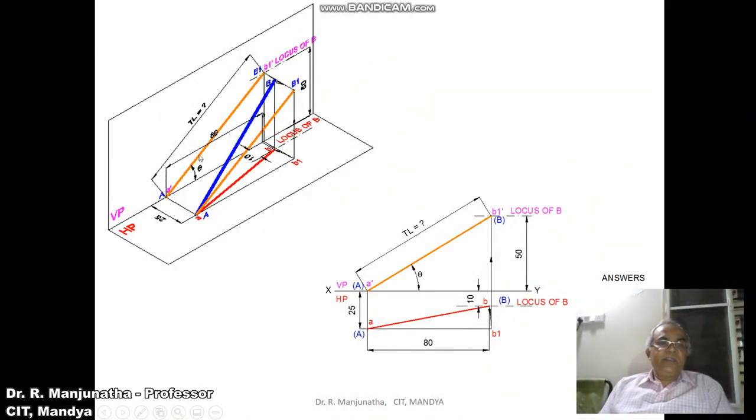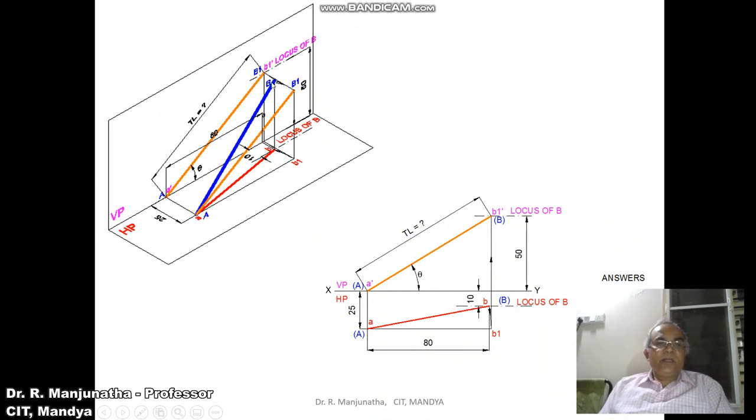Now you know that the distance between the end projectors is 80 mm, which we can see in the top view. When you draw this, you get the point cutting the locus of B in the top view. Then join a to b, which is the top view. Then when it is projected into space, you can see this B is above HP by 50 mm and in front of VP by 10 mm. This is the line which is going to be in space.